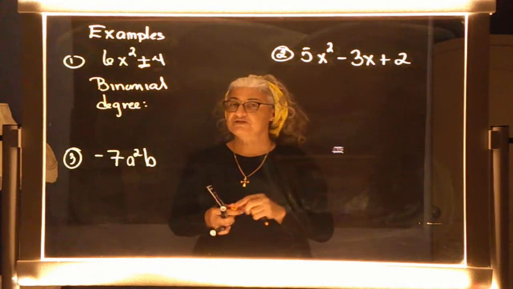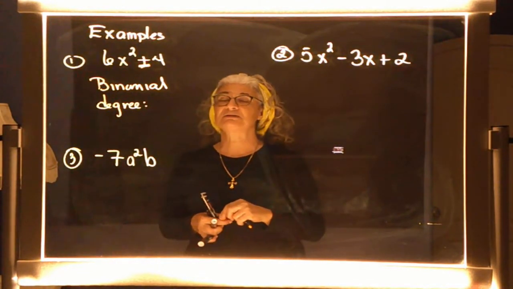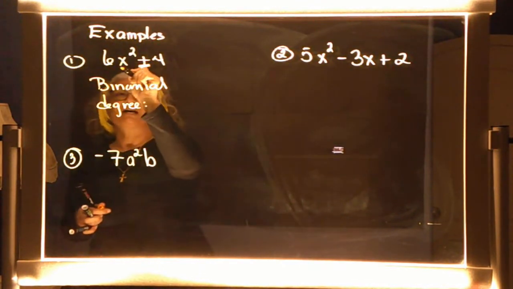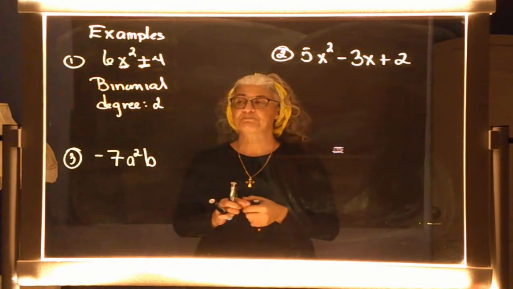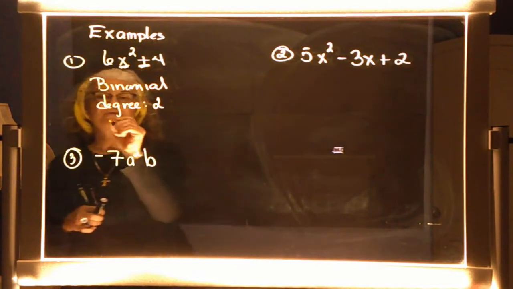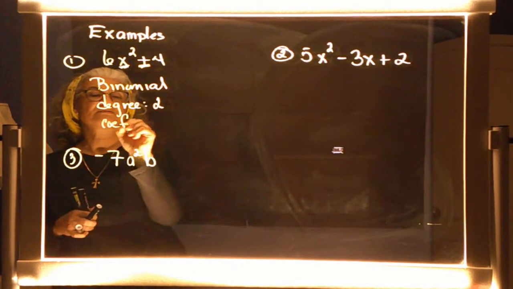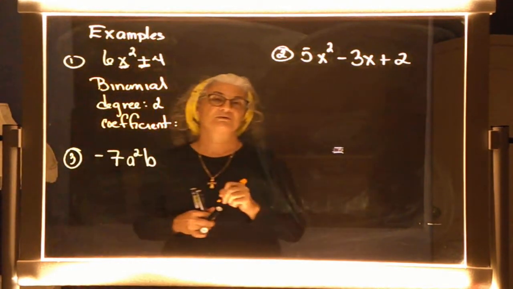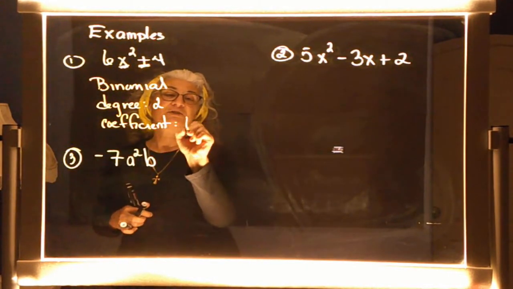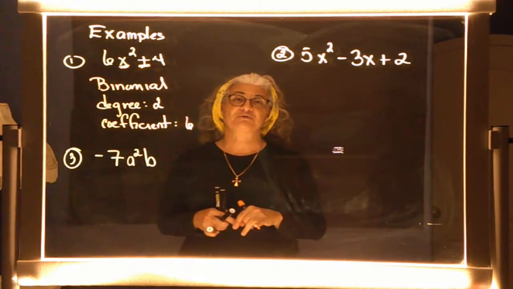Remember, the definition of degree was the highest power. Good, so I'm looking at the highest power on the variable, which is 2 in this case, right? I am looking for the coefficients. The coefficient is the number in front of the variable. Good, 6 is definitely in front of the x, so that's definitely a coefficient.